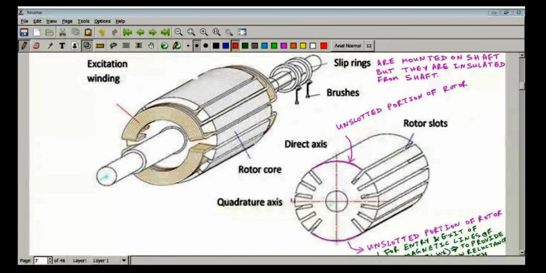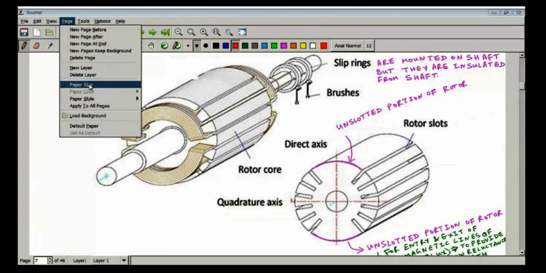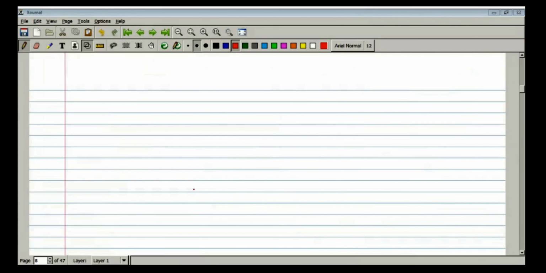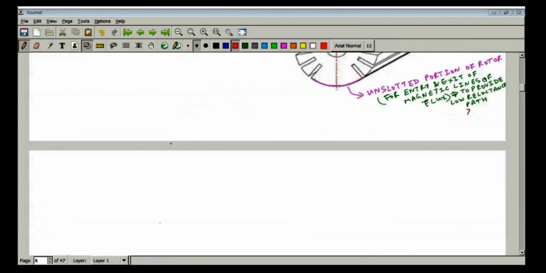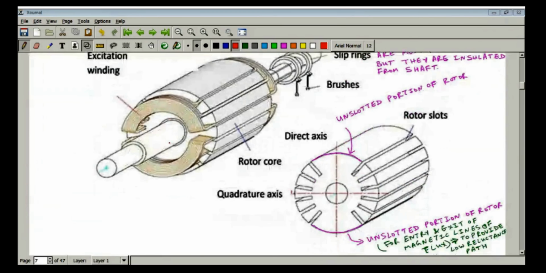But from practical consideration, it has been found to be better to place the field winding on the rotor and the armature winding on the stator. So let me mention it over here. In a synchronous machine, there are mainly two windings.